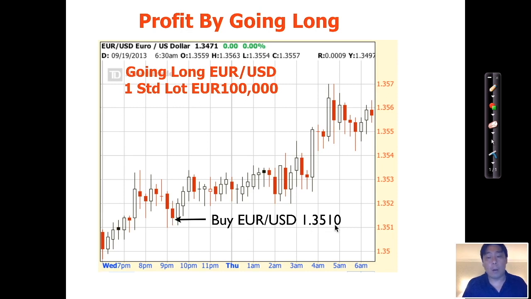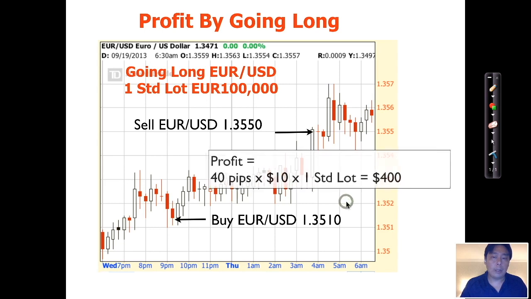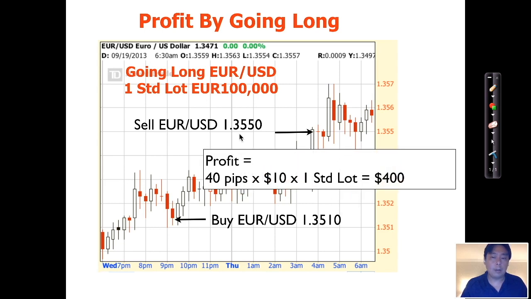Okay, and say we go long at 3510. Okay, and we buy one lot. We buy 100,000 of the base currency, which is 100,000 euros. So we key in one lot into the broker, and we're in the trade. And say we are right, and it goes to 3550, and we sell. So how many pips did we capture? We captured 40 pips, right? Because 3550 minus 3510 is 40 pips.